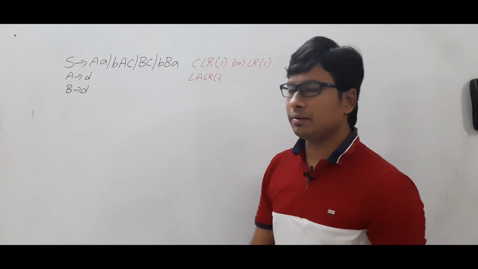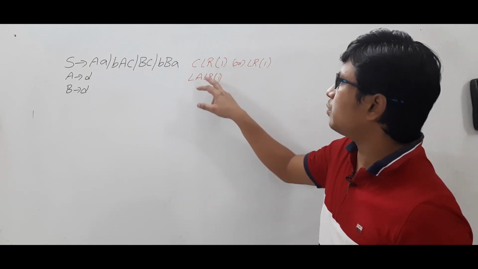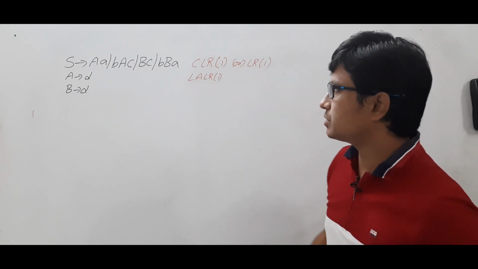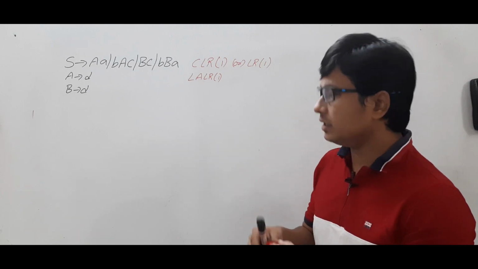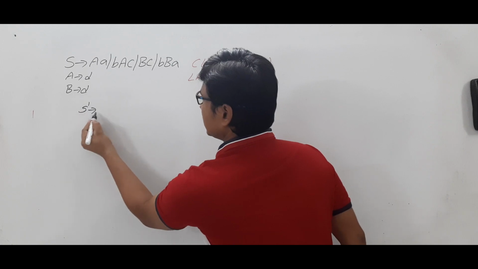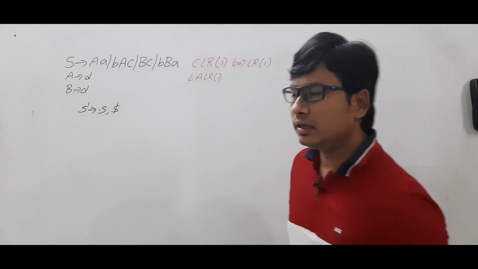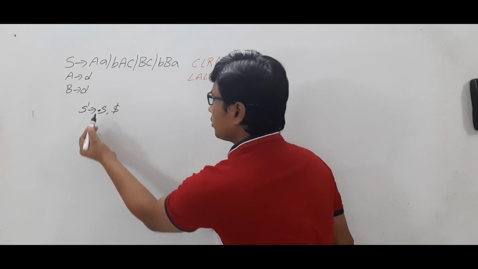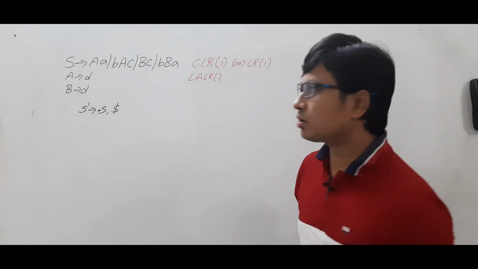Now let me take this grammar and construct the LR1 items, because the CLR1 parser and LR1 parser will depend on the LR1 items. So how to construct the LR1 items? I need to take the augmented production, which is S' → .S, and the look ahead will be the dollar. Am I right? And then after the dot there is a non-terminal, so we need to compute the closure of it.